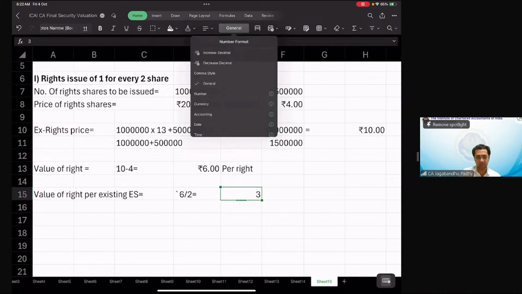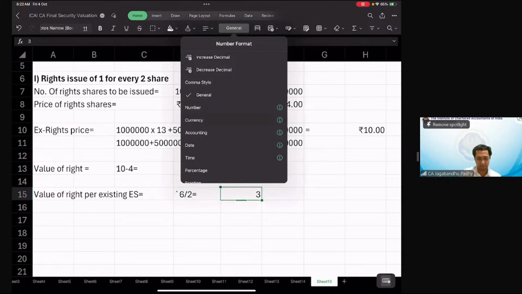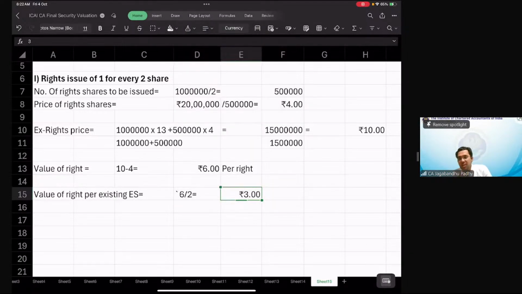Now why do we say that it is 3 rupees? Because for every 2 shares you have 1 right. So for each of these shares you have got a half right, and therefore we say it is 3 rupees per existing share. The value of the rights per existing share is 3 rupees.